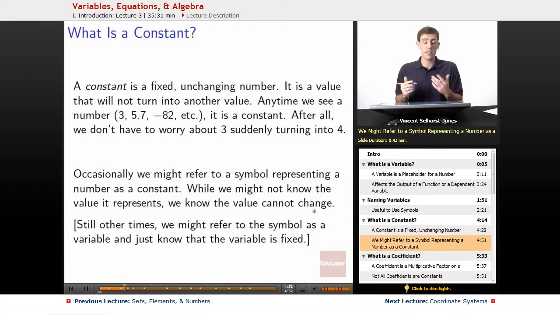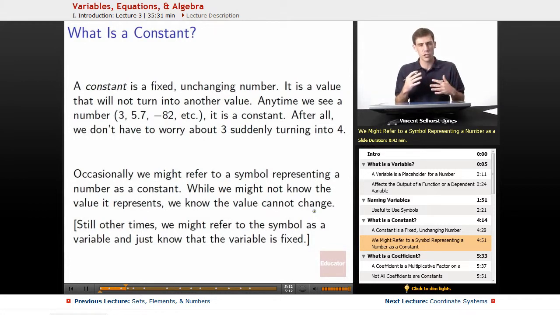Occasionally, we might refer to a symbol that's representing a number as a constant. So we might say A is a constant in this problem. We might not know what value that symbol represents, but we know it can't change. So a constant is something that can't change. And other times, we might even refer to a symbol as a variable and just know that that variable is fixed, that it is a constant variable.